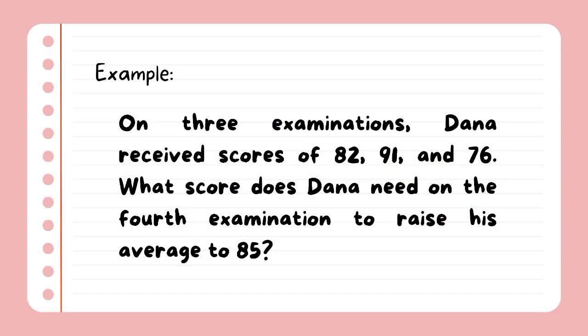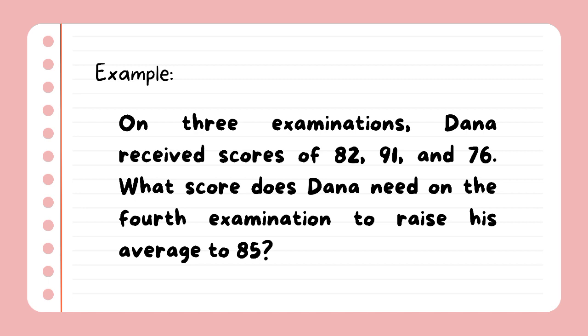So now, this is the problem that I'm going to solve using the 4 steps that I discussed earlier. On 3 examinations, Dana received scores of 82, 91, and 76. What score does Dana need on the 4th examination to raise his average to 85?